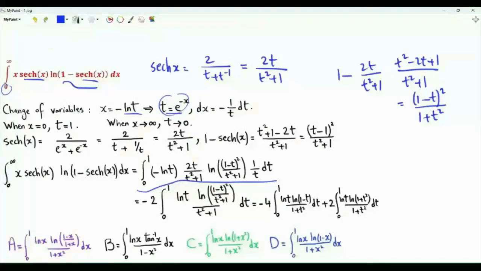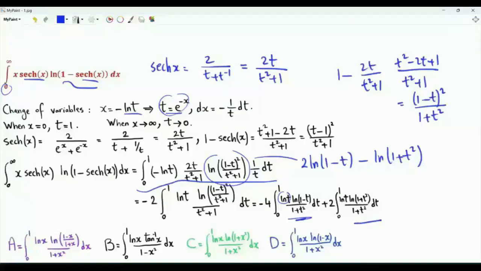Here is our new integral using the variable t. This logarithm can be written as 2 times ln(1 minus t) minus ln(1 plus t squared). So our integral is minus 4 times this integral plus 2 times that integral. Both integrals have the natural logarithm of t divided by 1 plus t squared. But in this integral, we have the natural logarithm of 1 minus t. Here we have the argument is 1 plus t squared.